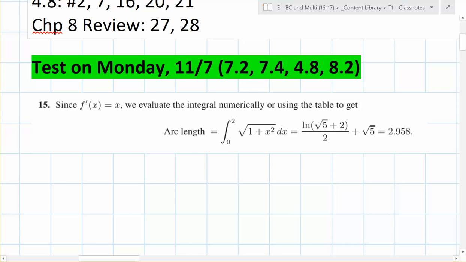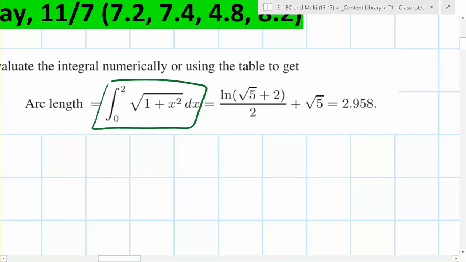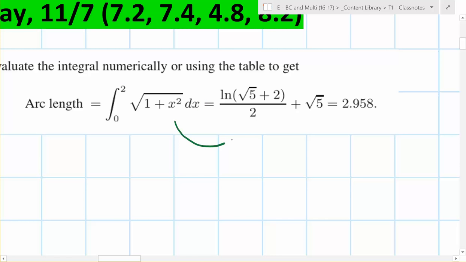So are you okay with the setup of this right here? Is that okay? So if you were doing this by hand, how did they do that? Anybody any idea? The entire question, if you had to do this by hand, is this. All the work is right there. Any ideas?